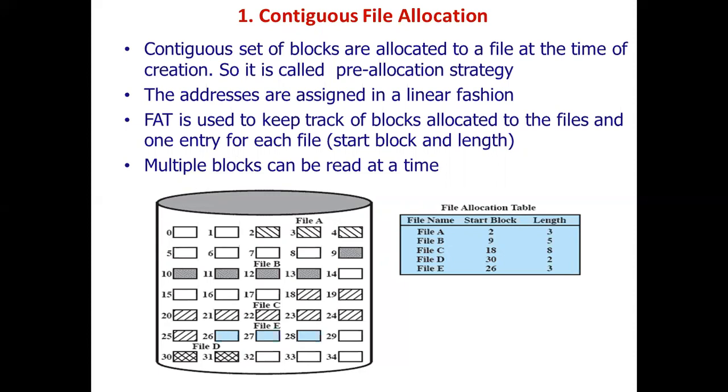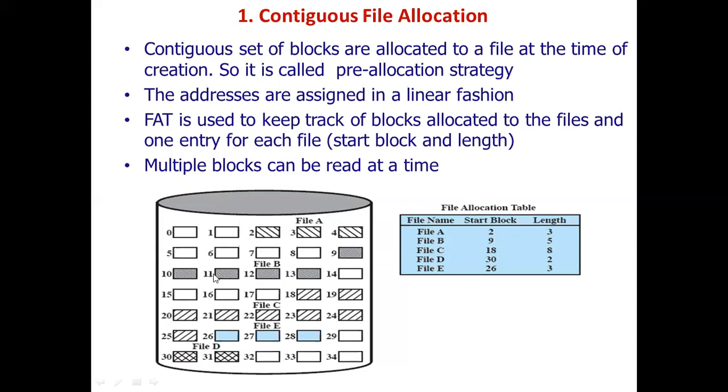A data structure called file allocation table, FAT, is used to keep track of blocks allocated to the files. For each file, one entry is maintained in a file allocation table. File allocation table contains name of the file, start block address, and number of blocks assigned to the file.